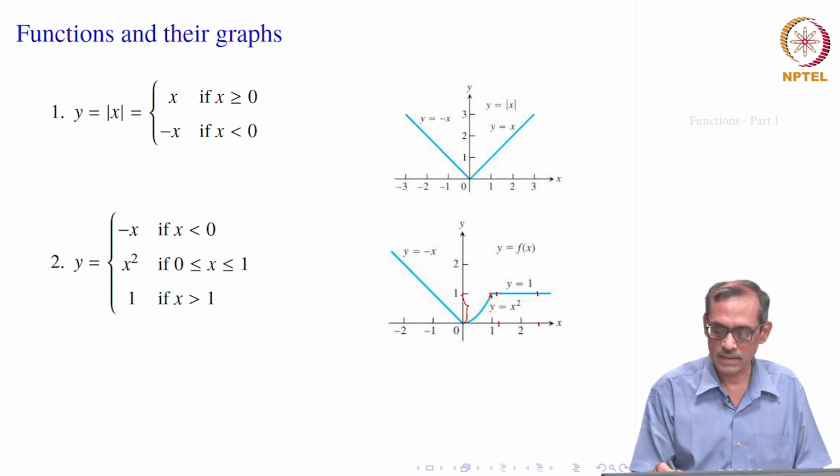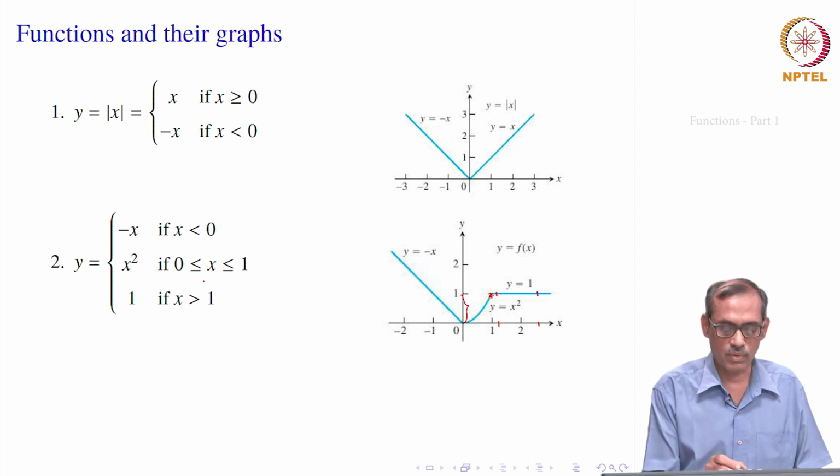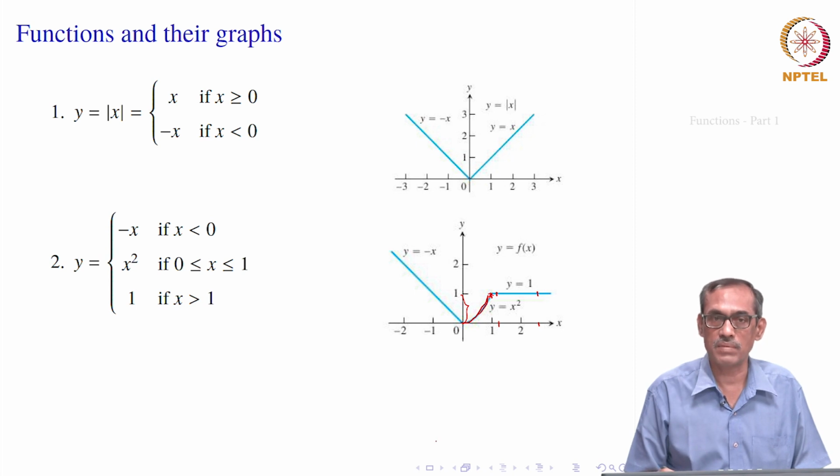So, at that point this is also 1, y of 1 equal to 1, and within 0 to 1, y equal to x square, which is a parabola. So, this is really the portion of the parabola from 0 to 1, and when x is negative it is minus x. So, y equal to minus x, it is that straight line. Therefore, you get the blue curve as the graph of the function.